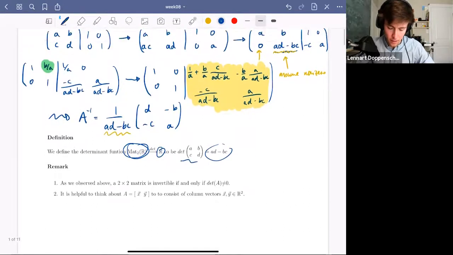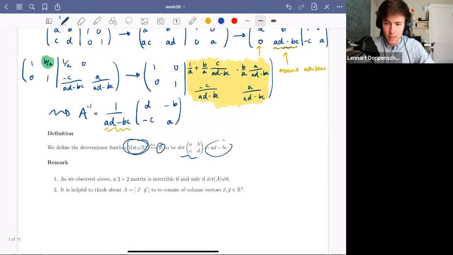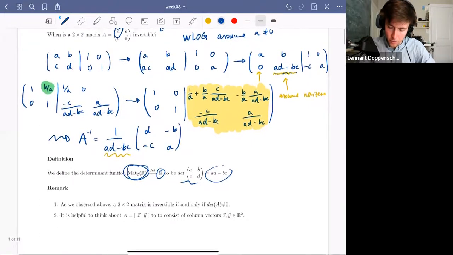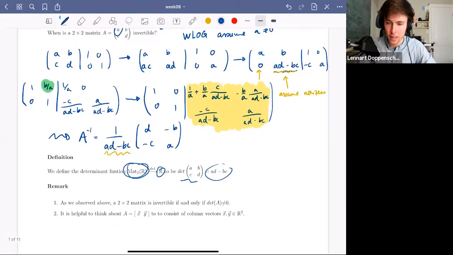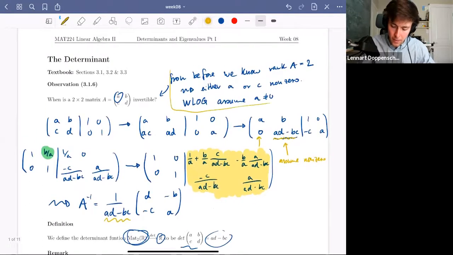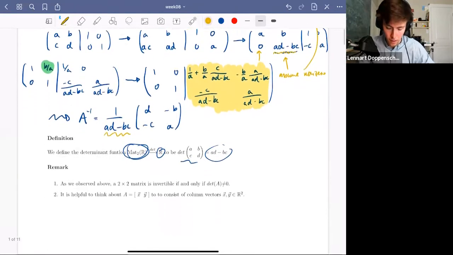So this definition, just by the observation above, we can see that the 2x2 matrix is invertible if and only if this expression, the determinant of A, is non-zero. Then our algorithm works. And in particular, if the determinant of A is non-zero, this means that either A or C have to be non-zero. This is so that our initial assumption is also satisfied. This follows from this, so that we only have to assume that this is non-zero.